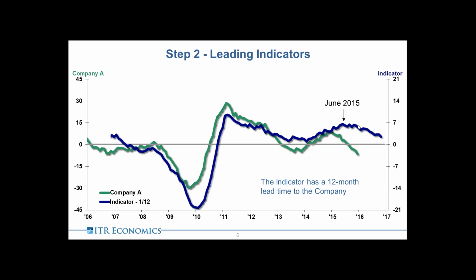So you see this declining pattern in the blue line, essentially decelerating growth. What that tells me as an economist is that the green line, the company sales, will likely continue to face negative pressure, and there is more than likely going to be further decline over the next 12 months.